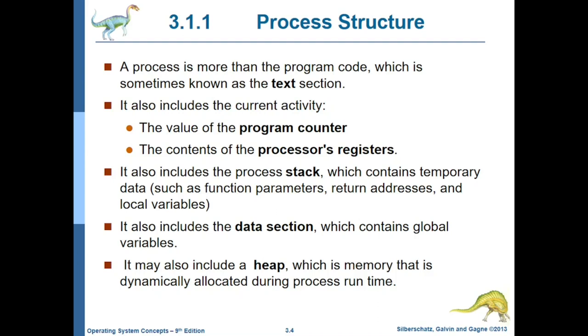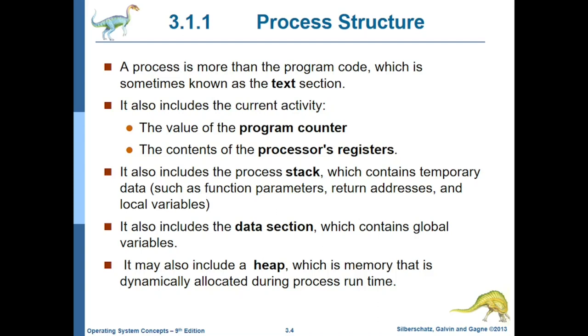A process is more than just a program code that defines what it does. The program code is also called the text section, and it contains the instructions that the processor executes. However, a process also needs some information about its current state and activity, such as where it is in the execution and what data it is working with. One component of the process structure is the program counter, which stores the address of the next instruction to be executed.